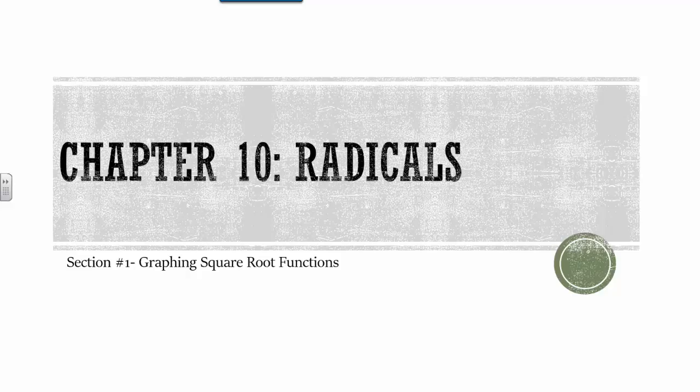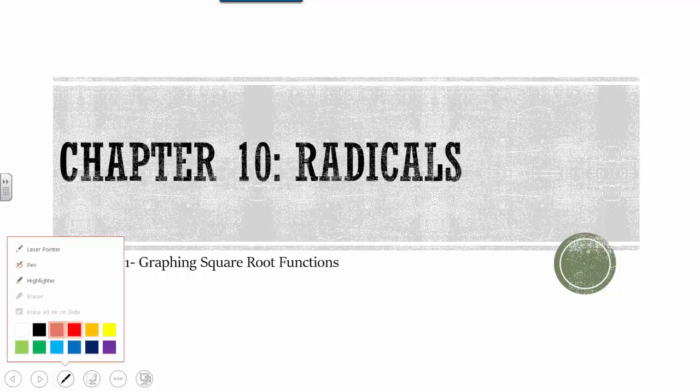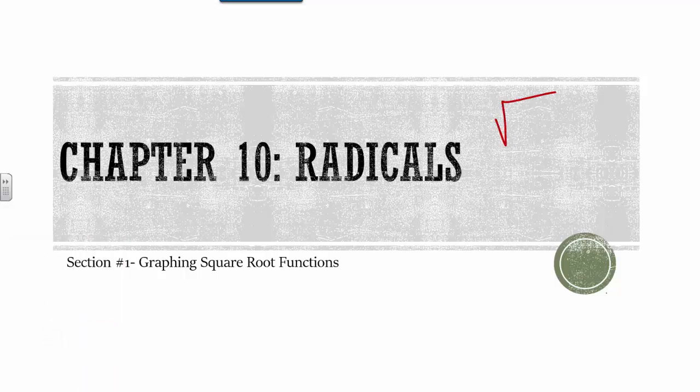In Chapter 10, we're going to switch gears again and talk about something totally different. We're going to talk about radicals. So remember from back in the day, radicals are things that look like this. Today we're going to focus on square roots, but you will have any number of roots in other chapters. Remember that symbol is called a radical, and whatever's underneath here is called a radicand.